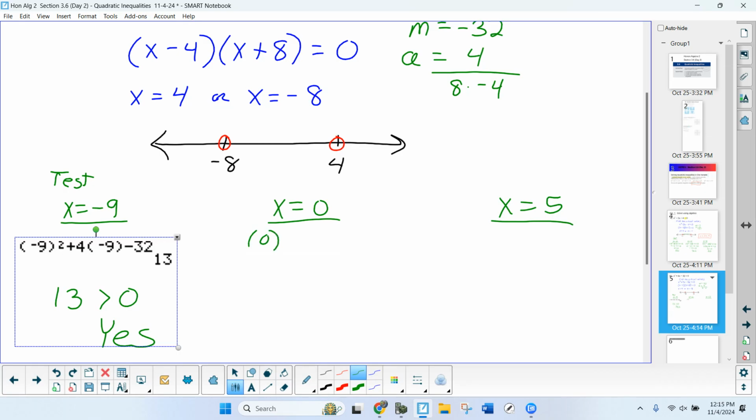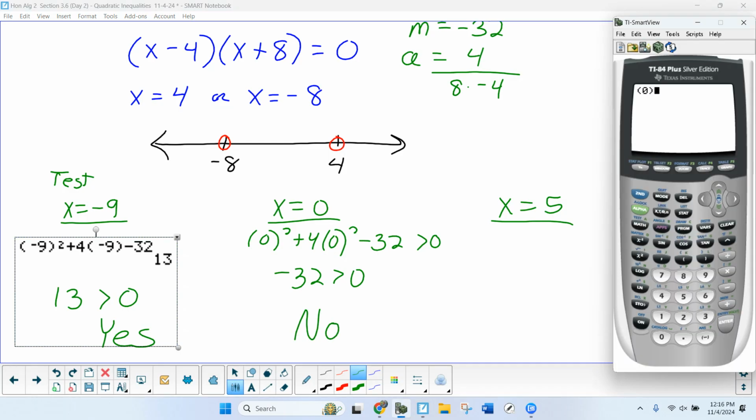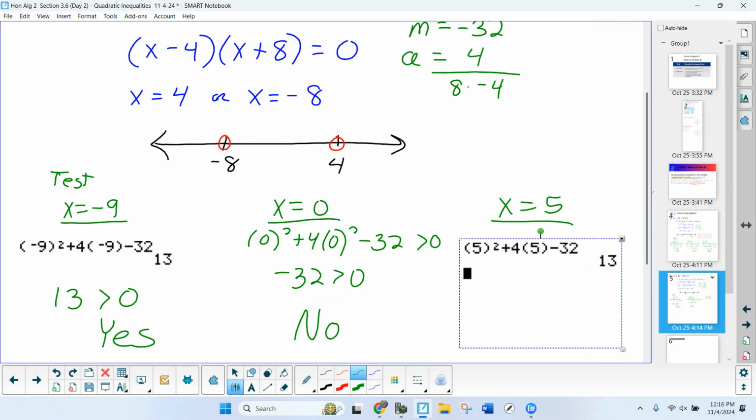Well, what's 0 squared plus 4 times 0 minus 32? What's that all give me? Negative 32. Is negative 32 greater than 0? Now, if I did this right, my pattern should go what? Yes, no, yes. So we're going to say no. Now, when I plug in 5, I'm going to do 5 squared plus 4 times 5 minus 32. And what'd you guys get there? Did you get 13? So is 13 greater than 0?